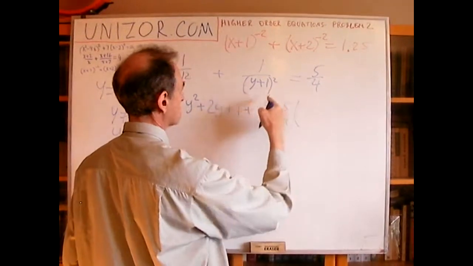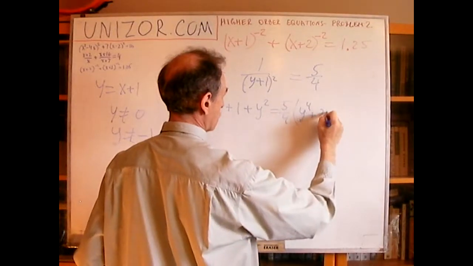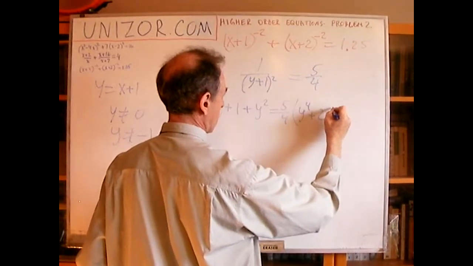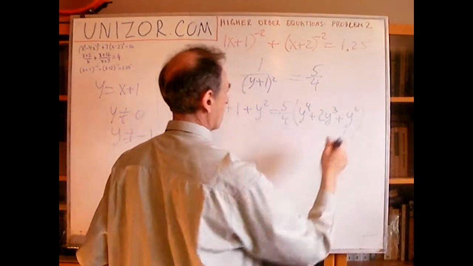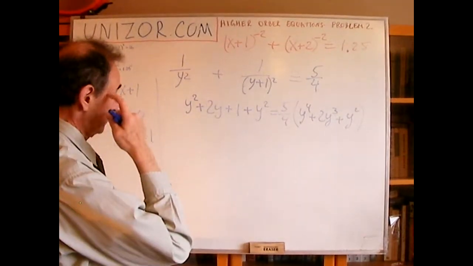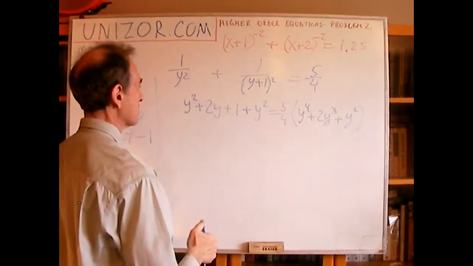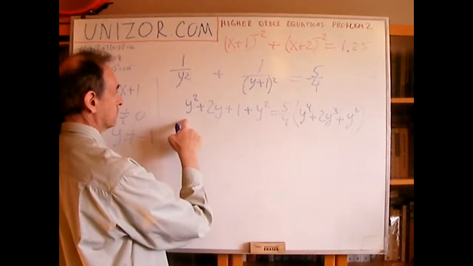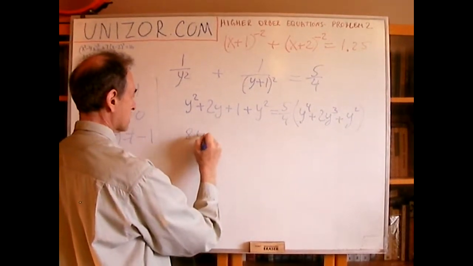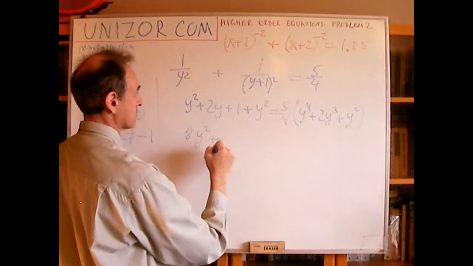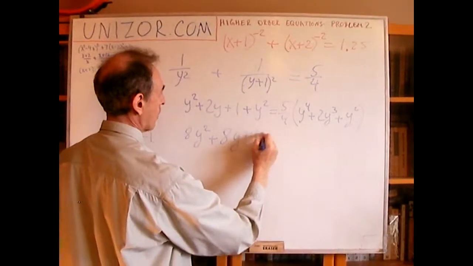So y squared times this, which is y squared, so it's y to the 4th plus 2y cubed, plus 1 times y squared, it will be y squared. That's on the right. Okay? Now, obviously, I have to put 4 here, so I will have only integer numbers. And what would I have? I have y squared plus y is 2y squared times 4, it's 8y squared plus 8y plus 4 on the left.